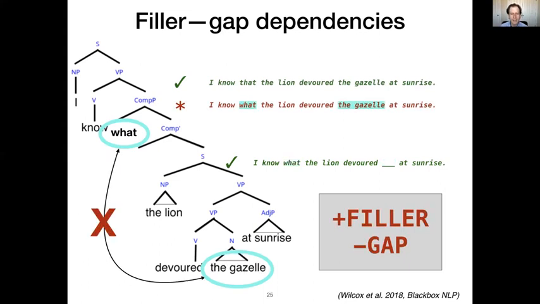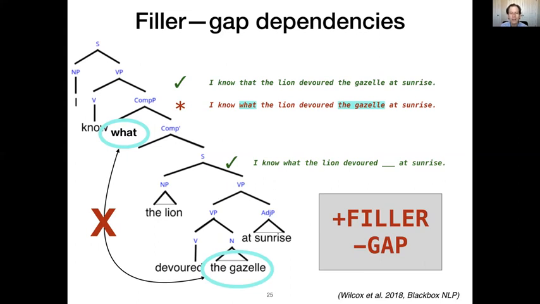Now, we're going to contrast this with another version. Suppose I create the plus filler minus gap version of the sentence. So I'll change the word that to the word what, but I won't get rid of the word gazelle. You now find that this sentence is odd. I know what the lion devoured the gazelle at sunrise. There's something wrong with this sentence.